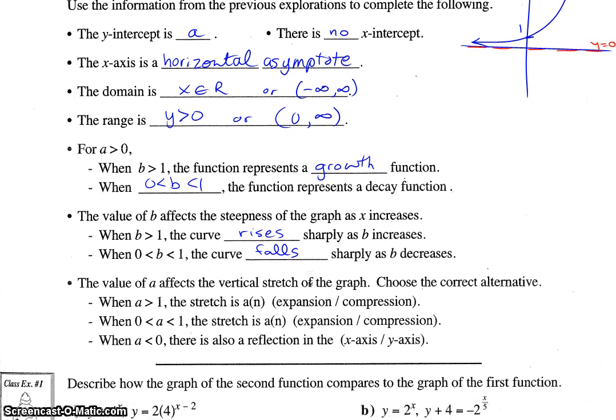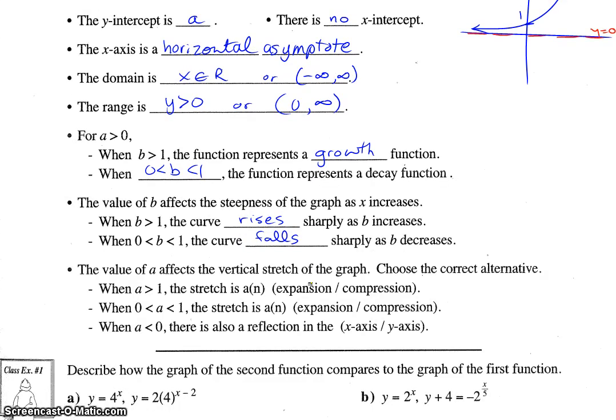The value of a affects the vertical stretch of the graph. Choose the correct alternative. When a is greater than 1, the stretch is an expansion. It gets bigger, basically. If it's between 0 and 1, the stretch is a compression. Your y-intercept would get smaller. And if a is less than 0, there is a reflection in the x-axis. So it would look like that, and then we'd reflect.